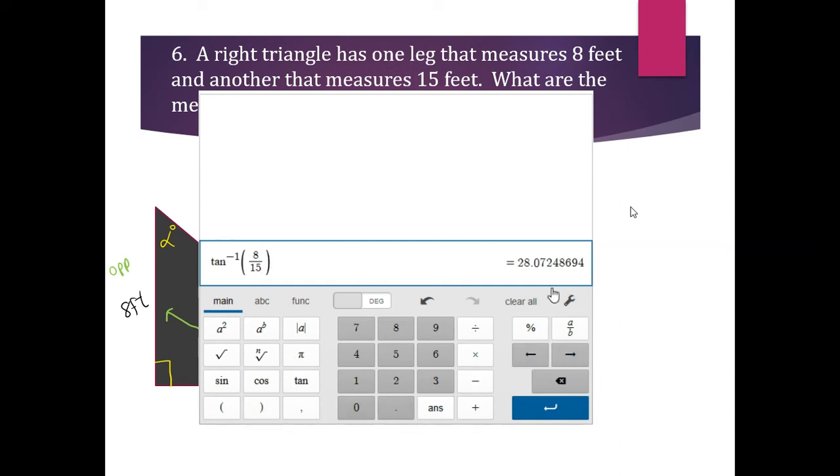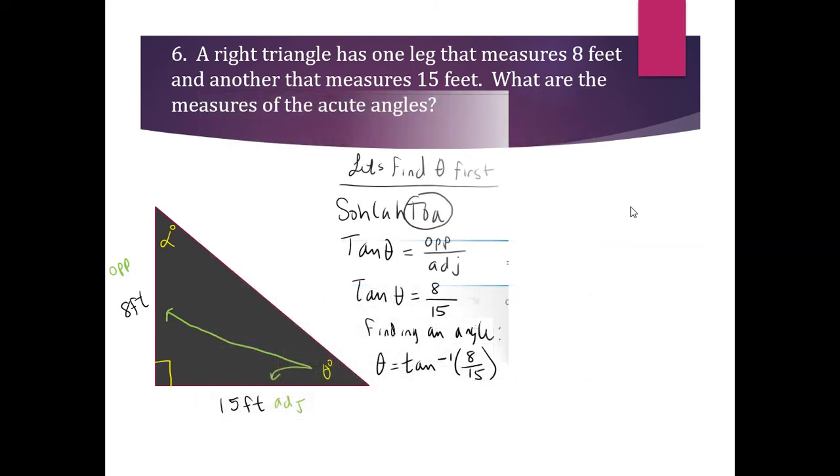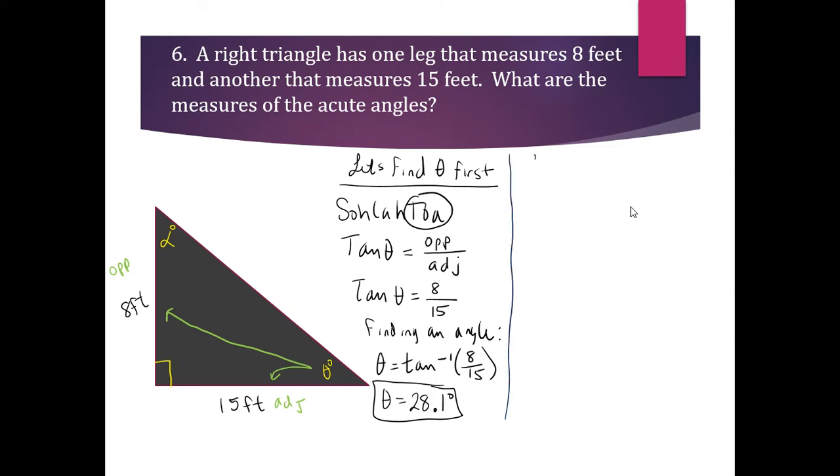And there's our answer. So let's go ahead and write down our answer. Theta equals 28.1 degrees. Now remember I said that we're looking for two answers. We just found theta. We now need to find alpha.